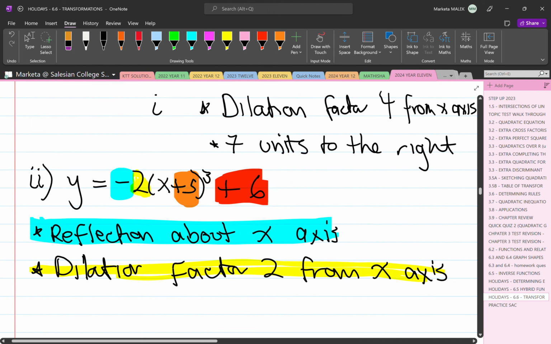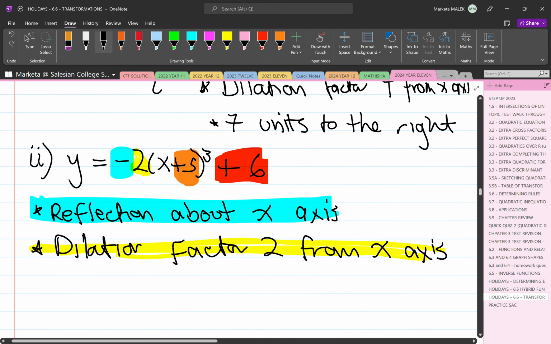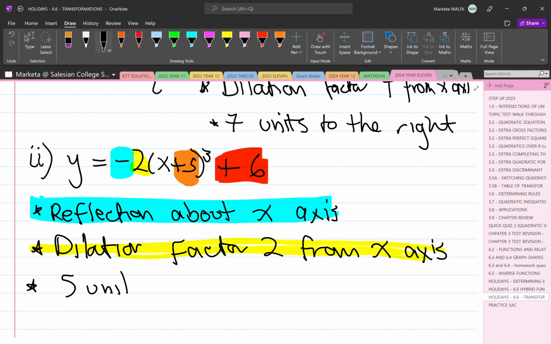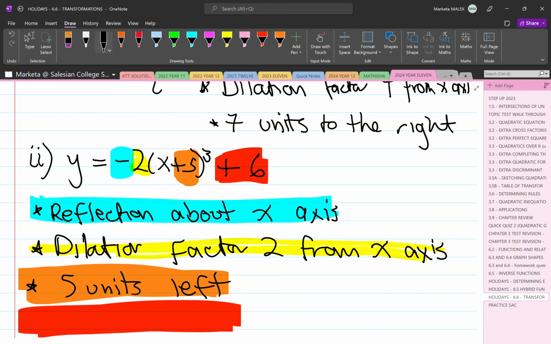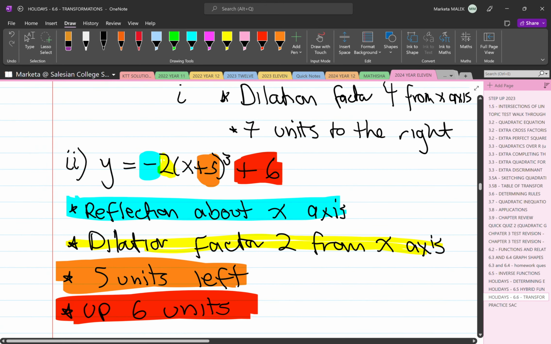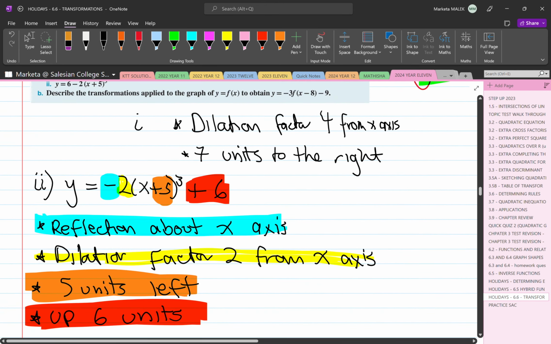Then we just have our translations. So here it is 5 units left. That is in orange because that is connected to the x, so it goes in the opposite direction. Plus would be right, minus would be left, so we go the opposite. And finally we have up by 6 units. That is not connected to the x, so it goes the same direction. So they are our transformations that we're applying there.